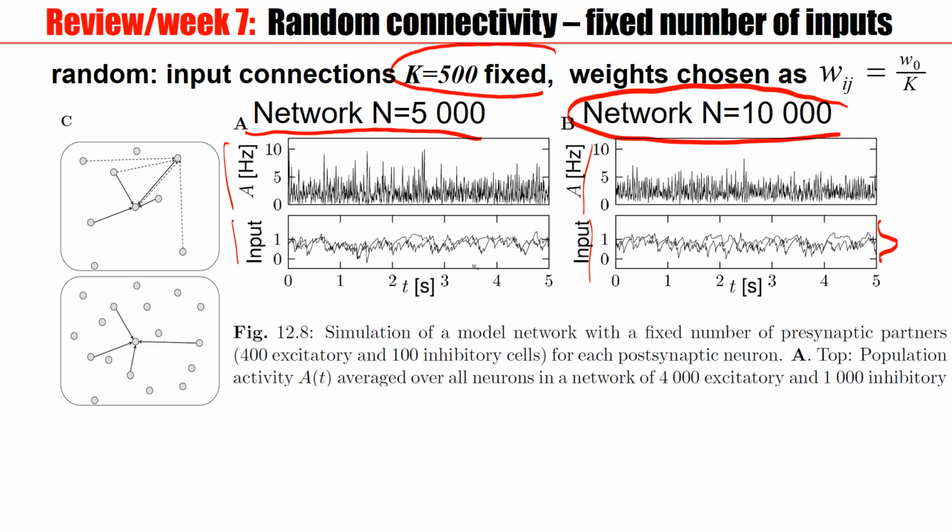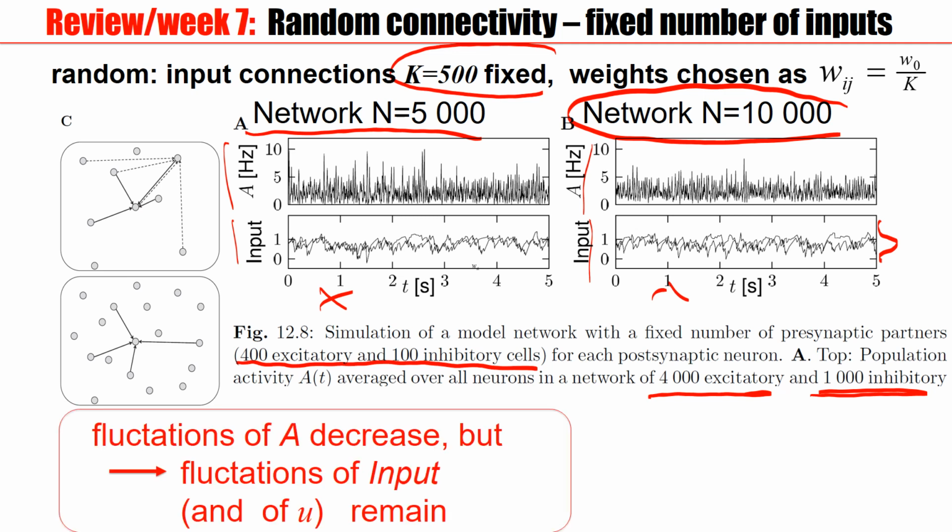So what are the exact parameters? I said 5,000 neurons, but there are 4,000 excitatory and 1,000 inhibitory neurons. And the input, on the left side and on the right side, is 400 excitatory and 100 inhibitory inputs per cell. Now let's analyze this.